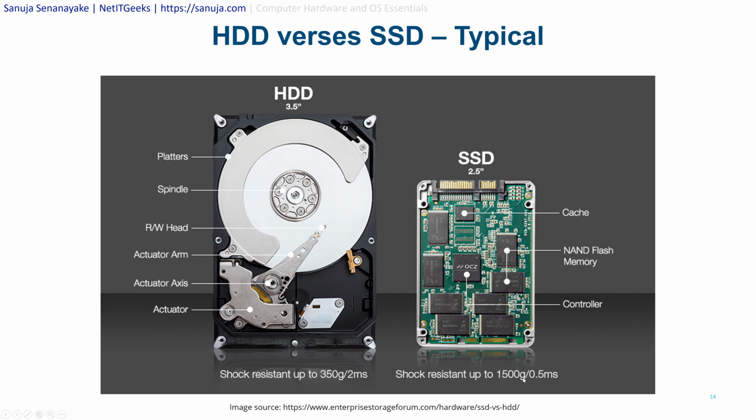SSDs don't typically fail without warning, and they come with some software. For example, Western Digital SSDs will come with software that will predict failures much earlier on and let the user know, hey, your SSD might fail, so you may want to back up your data. However, in a case of a complete failure, it is easier to recover data from these platters than from SSDs.